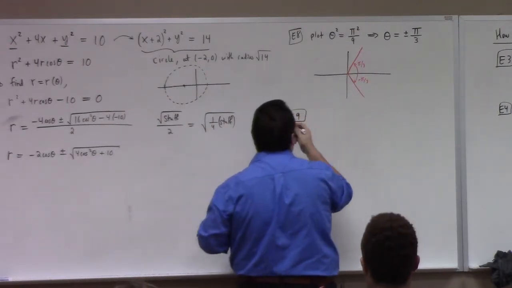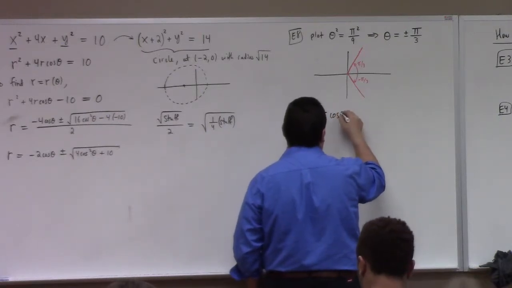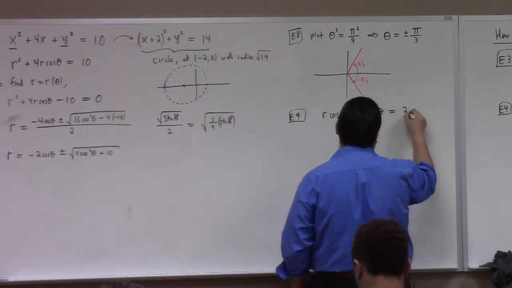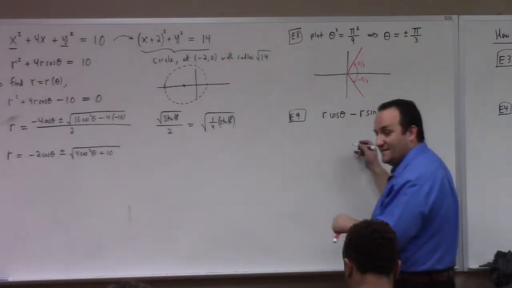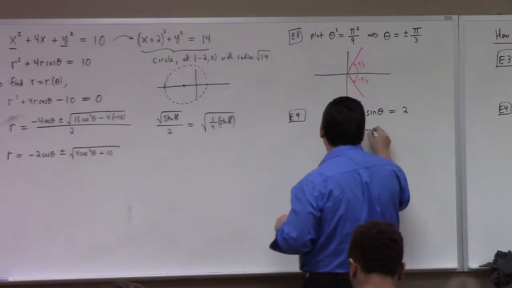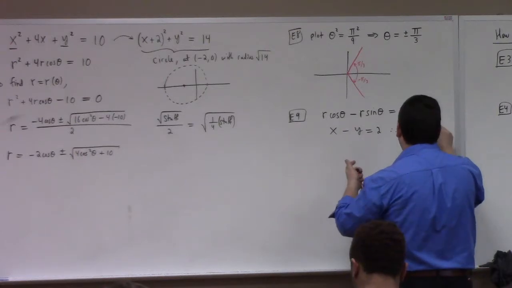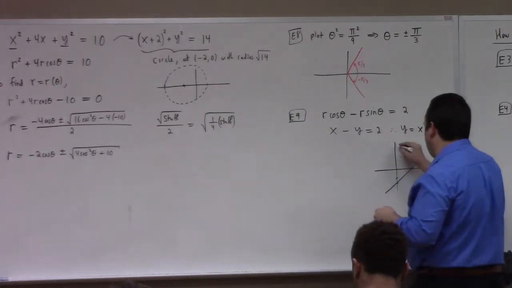Example 9. What if I had, let's say, r cosine theta minus r sine theta equals 2. I want to plot that polar equation. What's that? This is what? x minus y equals 2. Right, very good. Therefore, y is equal to what? x minus 2. So, yeah, the smart way to do that would be just what you did. Very good. It doesn't have to be complicated, right?